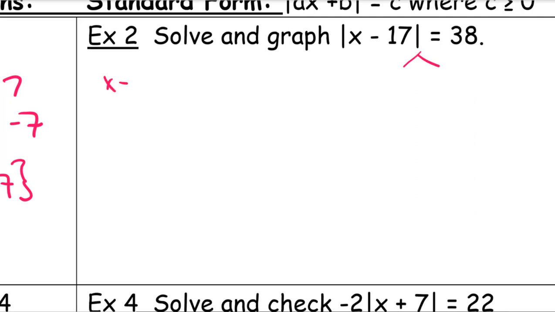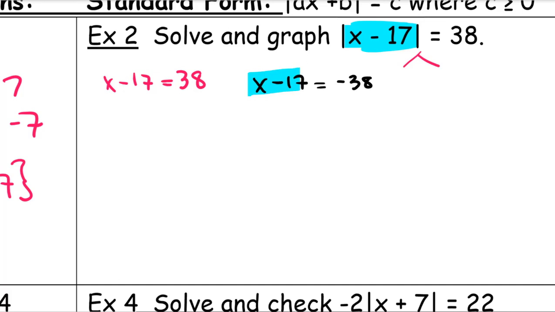So you're going to have x minus 17 equals 38. That's going to be one piece that we're going to solve. And then the other one that we're going to solve will be x minus 17 equals negative 38. Now notice, what's the same in both of these? Yeah, this part right here, x minus 17, samesies. The only thing that changes is that we're going to have a positive 38 or a negative 38. So that's one of the keys to doing that.